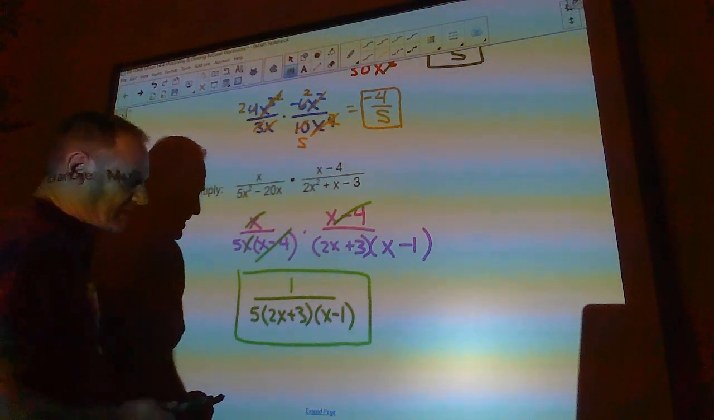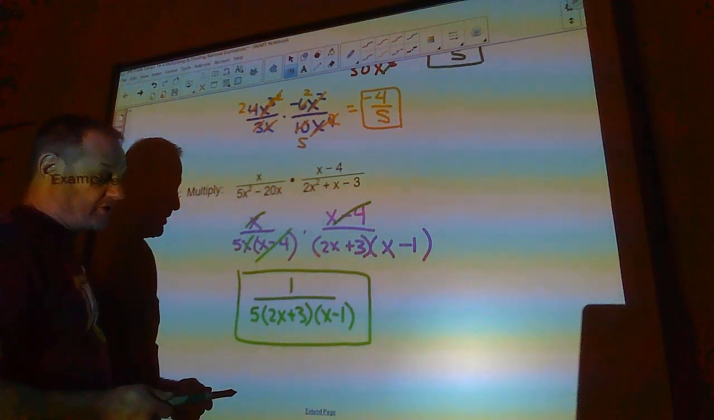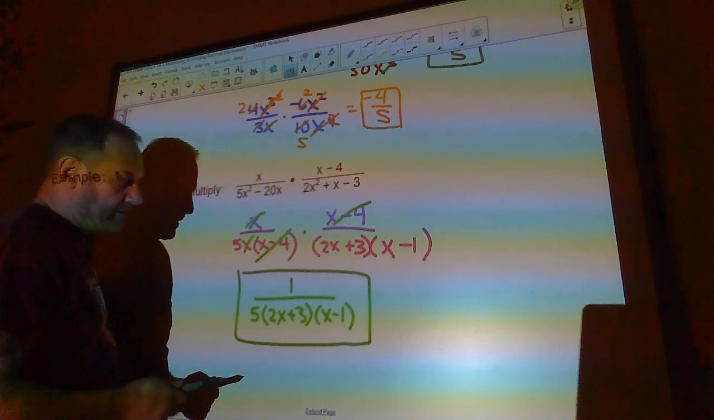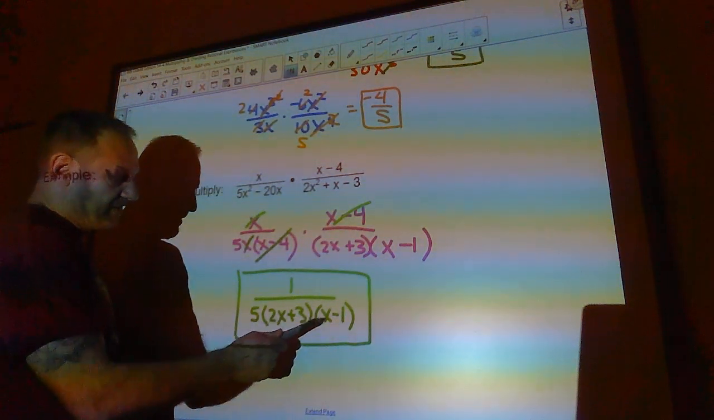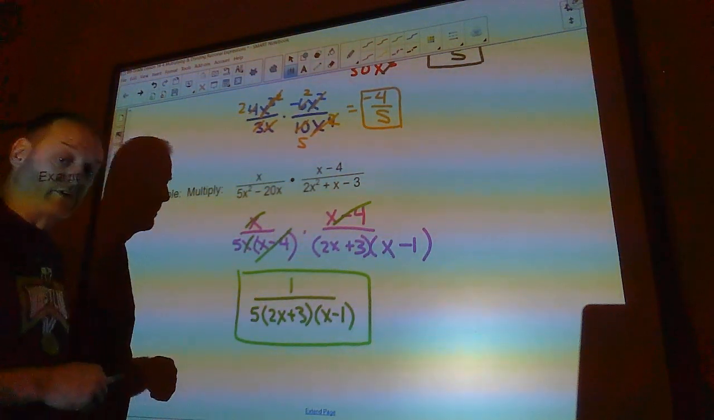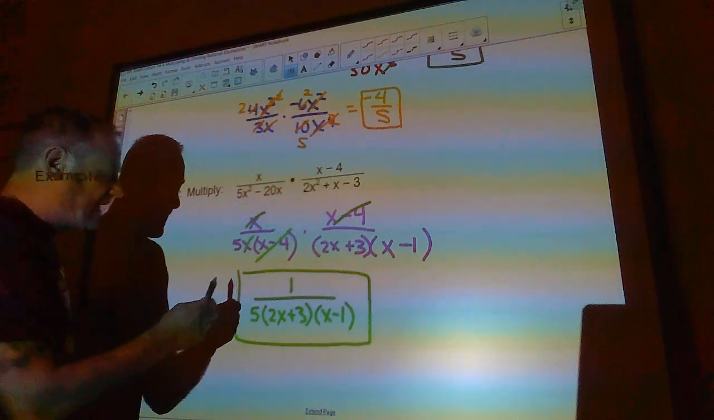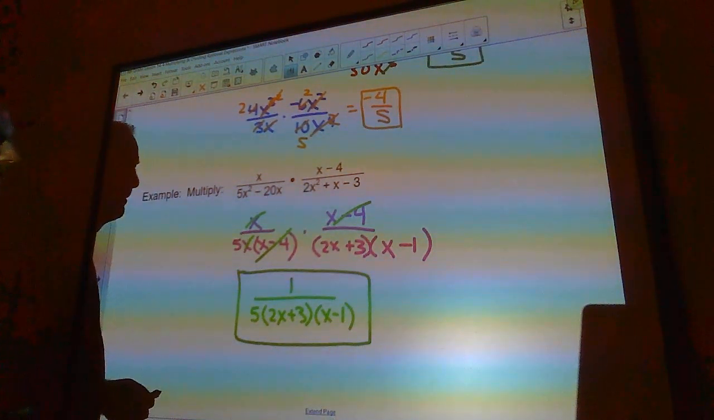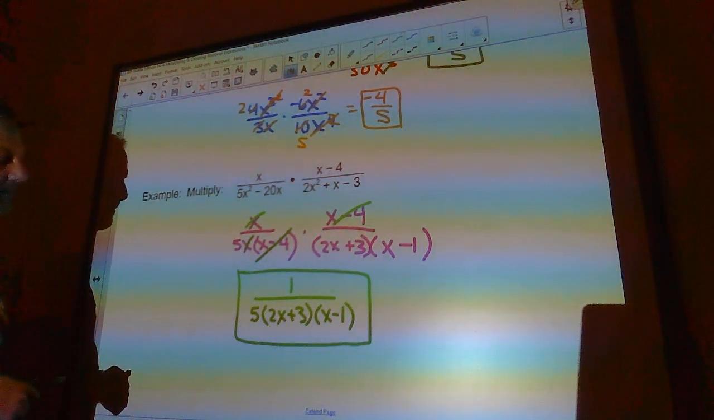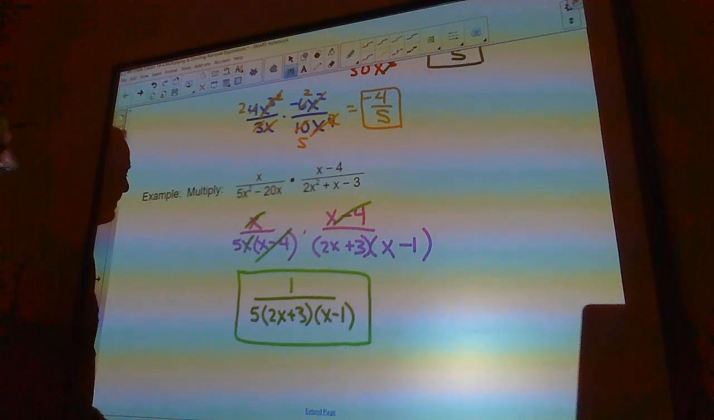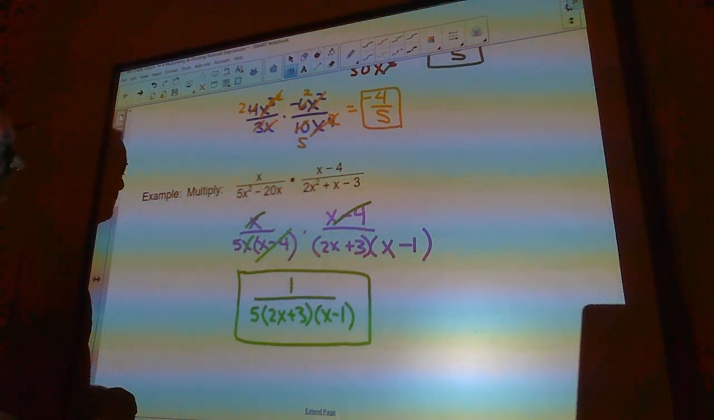Couple reasons. One, it tells me when I start doing domain and range, which we haven't really talked about yet, I'm going to be able to find the domain much easier if this is already factored. Okay, I'll just leave it at that because we got domain and range coming up. So yeah, I'm just going to leave it like that, and I'm good to go.